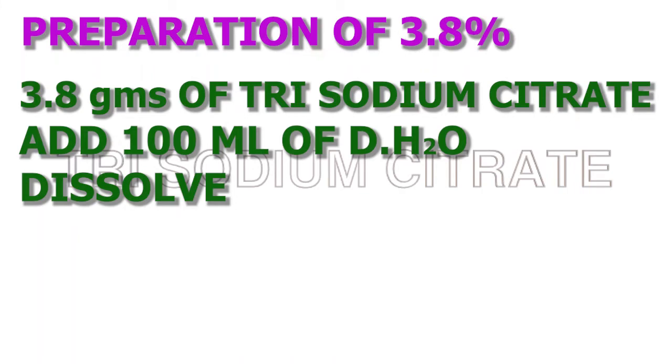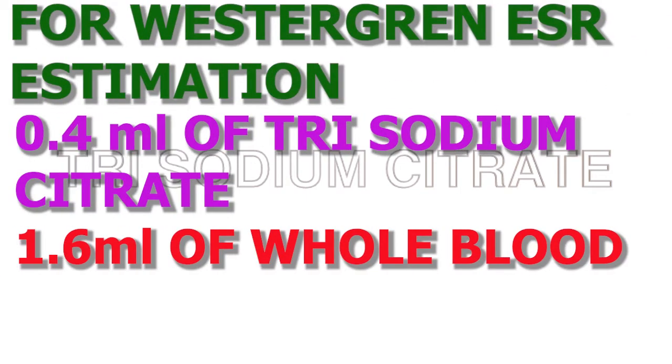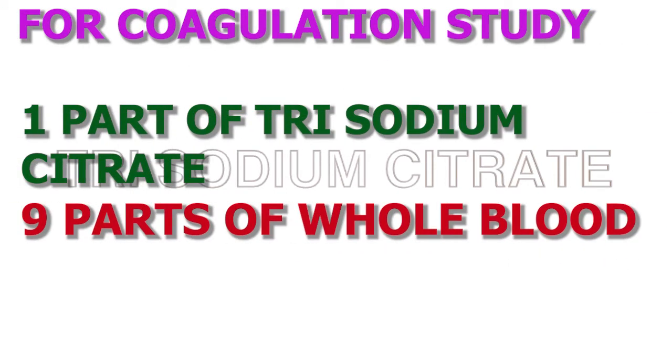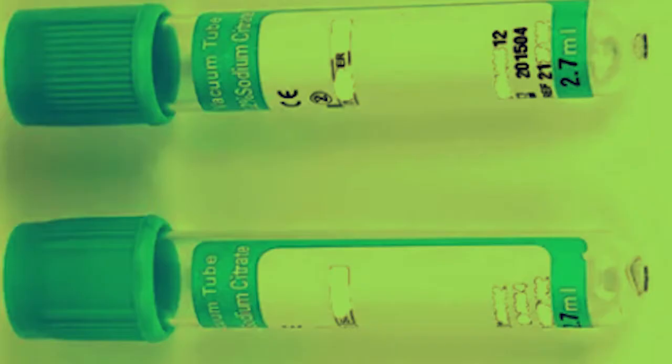Trisodium citrate. Trisodium citrate at a concentration of 3.2 to 3.8 grams per dl, in a ratio of 1 part to 9 parts of blood, is used widely for coagulation studies because the effect is easily reversible by the addition of calcium. For ESR estimation, it is used as 2 parts to 8 parts of blood. Citrate inhibits aminotransferase and alkaline phosphatase but stimulates acid phosphatase, and it also causes dilution, so it cannot be used as an anticoagulant for chemistry work.